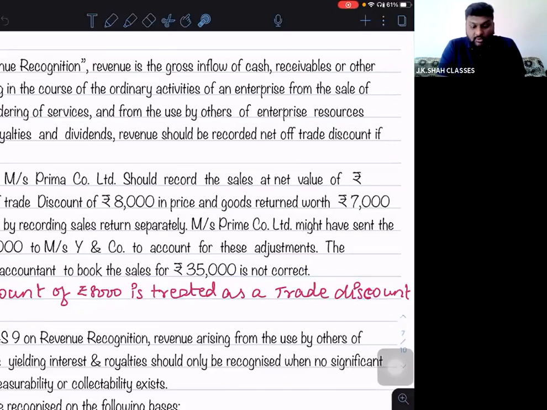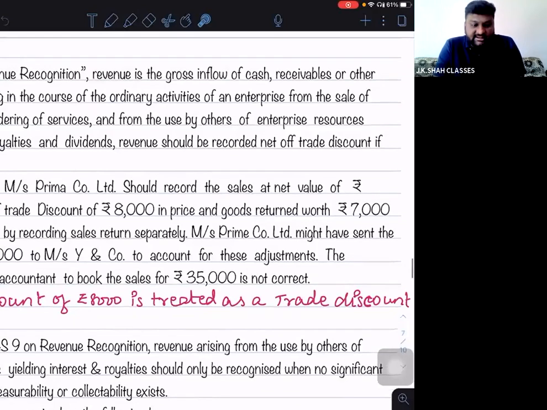Note, discount of rupees 8,000 is treated as a trade discount. Because if you treat it as a cash discount, then your sale will be recorded at full 50,000. Are you understanding my point? When trade discounts are given, you first subtract it from the gross selling price, and then whatever is the net price you record it. So here I'm considering it as a trade discount. But if this is a cash discount, then sale will be full 50,000 rupees and 8,000 should be recorded as discount allowed.